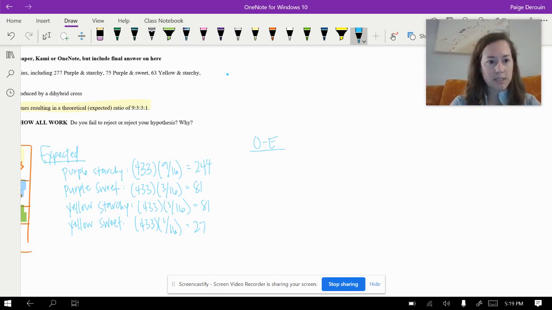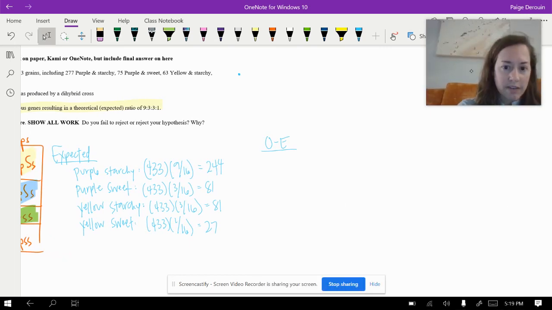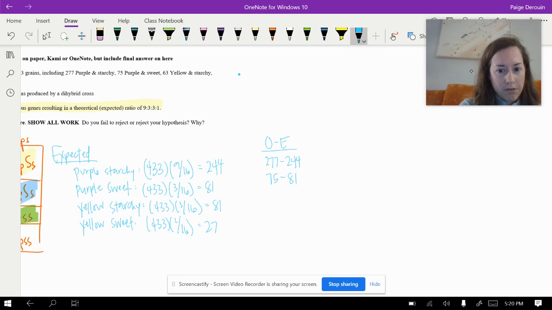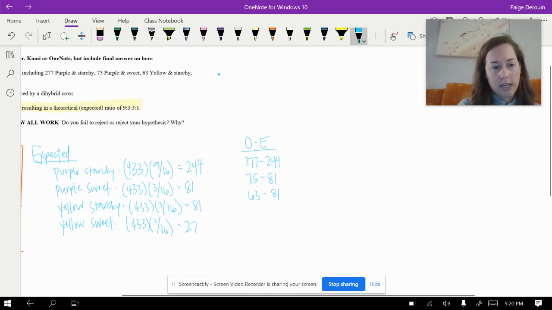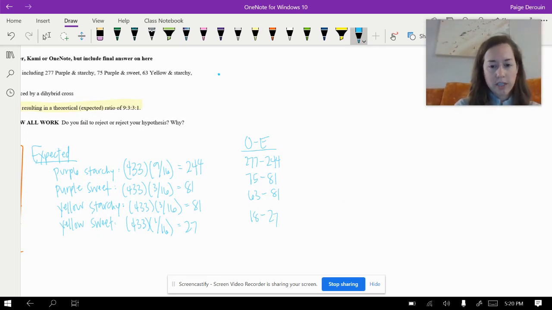So our observed minus our expected for purple starchy is 277 minus 244. Then we have our 75 purple sweet minus 81. Then 63 minus 81, and finally 18 minus 27 for yellow and sweet. Then you can go ahead and solve those. Some of the values are going to be negative.